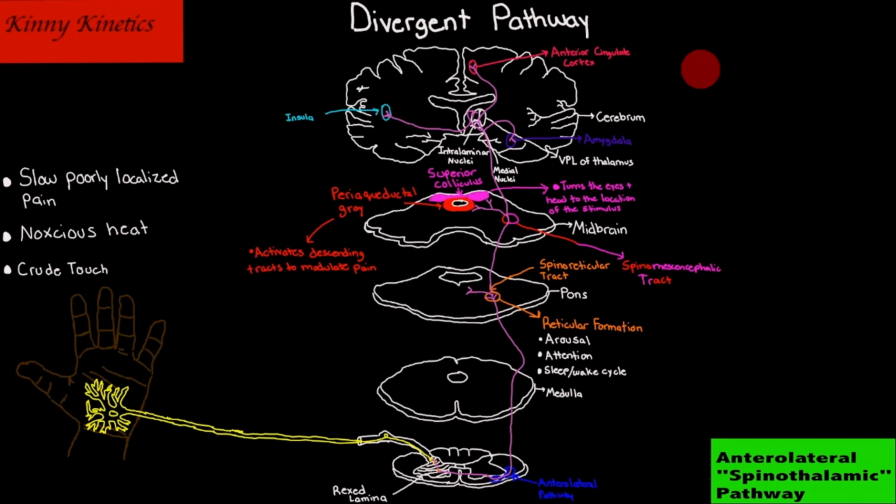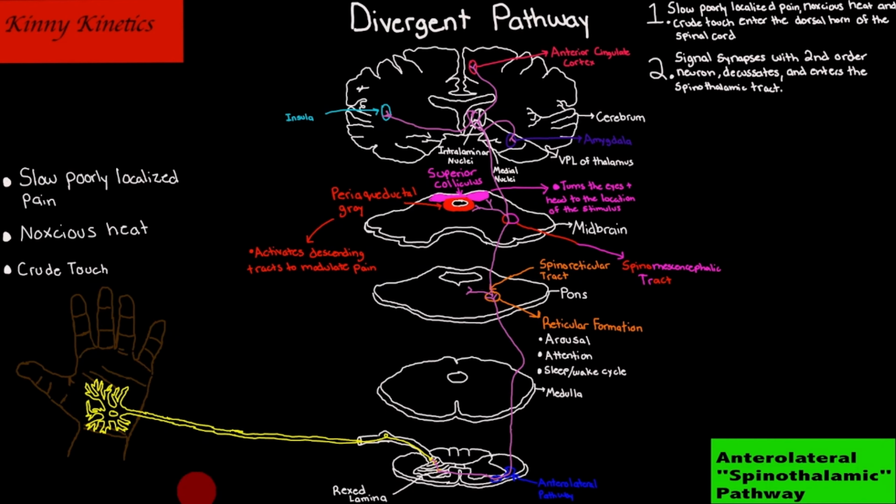These areas collectively are known as the spinal emotional pathway. Now let's recap the divergent pathway of the spinothalamic tract. Number 1. Slow localized pain, extreme heat, and crude touch enter the posterior aspect of the spinal cord through the dorsal root ganglion. This is known as the first order neuron. Number 2. The signal synapses with the second order neuron in Rexed lamina 1 or Rexed lamina 2, aka the substantia gelatinosa. The signal then decussates, or crosses over the middle of the spinal cord, and enters the spinothalamic tract. This is known as the second order neuron.